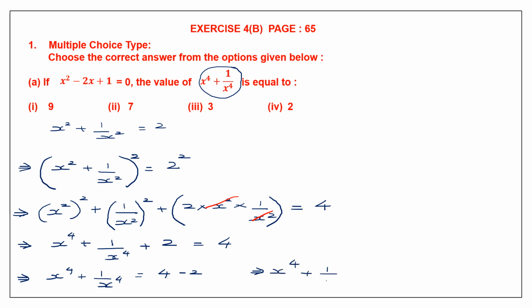So now we can find the value of x to the power of 4 plus 1 by x to the power of 4, and that is 4 minus 2, and that is 2. So we have got the answer. X to the power of 4 plus 1 by x to the power of 4 is 2, and that is option 4. So that's our answer, option 4.